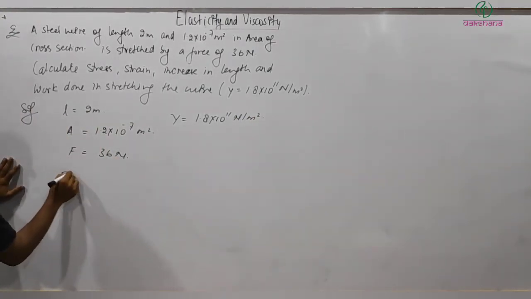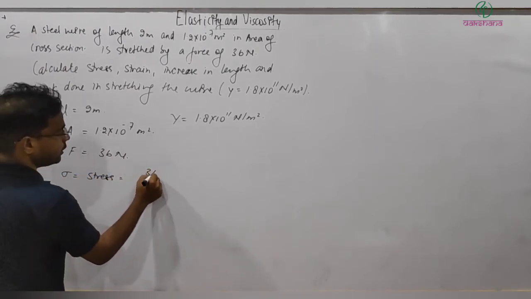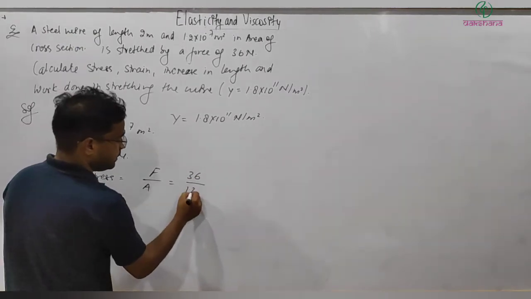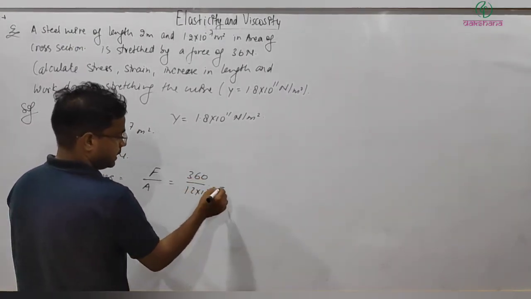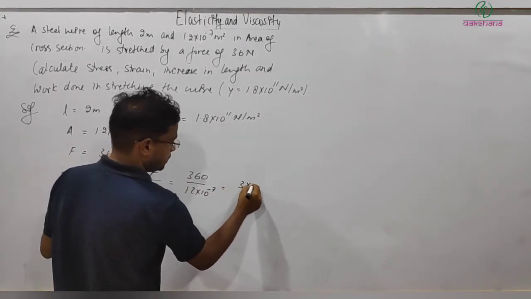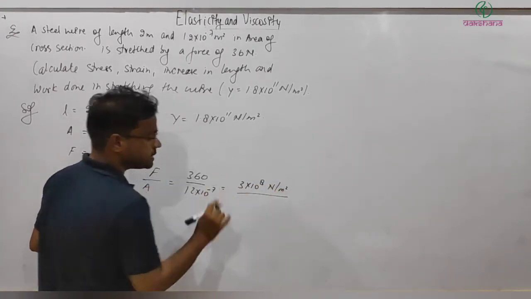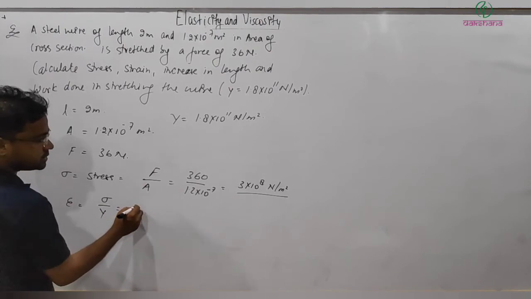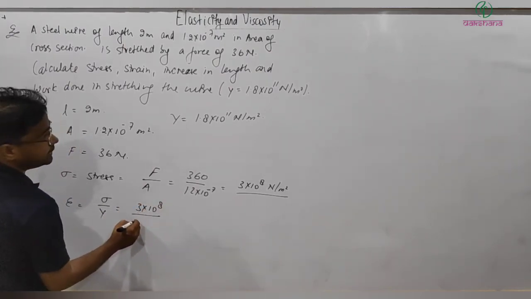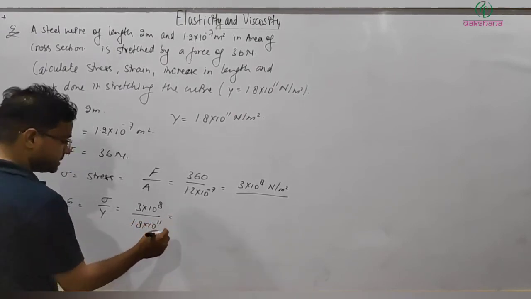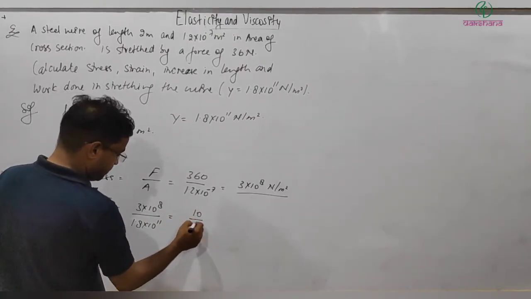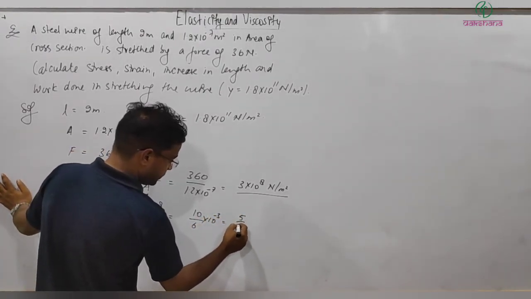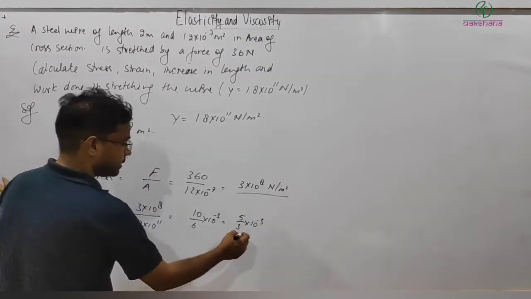It's a straightforward problem. So first, stress. Stress is equal to what? Force divided by area of cross section. 36 divided by the area of cross section, 1.2 into 10⁻⁷. That comes out to be 3 into 10⁸ Newton per meter square. So this is the stress, and Young's modulus is also given. So strain is equal to what? You can write stress divided by Y, Young's modulus. So 3 into 10⁸ divided by 1.8 into 10¹¹. So this comes out to be 30 divided by 18, into 10⁻³, that is equal to 5 by 3 into 10⁻³. This is the strain.